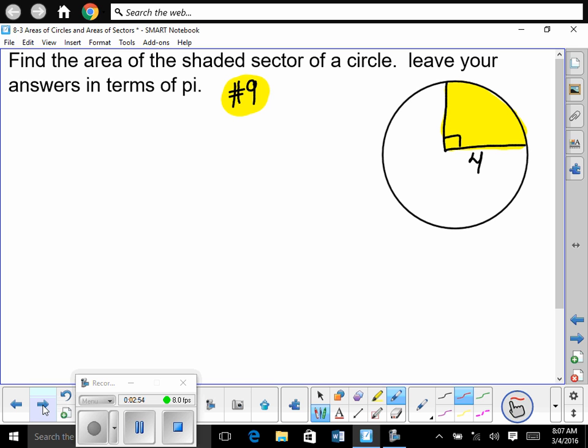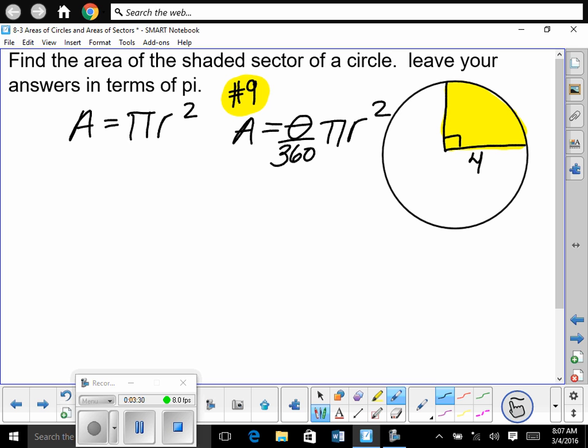Okay, so number 9. I'm going to do most of my examples off your worksheet so you have less to do. Number 9 says find the area of the shaded sector of the circle. Leave your answers in terms of pi. We want to leave our answers in terms of pi because that's what a mathematician would want, because it's an exact answer. So you say to yourself, okay, I am finding the area of a sector, which just means section of a circle. So then you say to yourself, I know the area of a full circle is pi r squared. Well, now we're doing the area of just a section of the circle. So we know that its area is equal to theta over 360 times pi r squared.